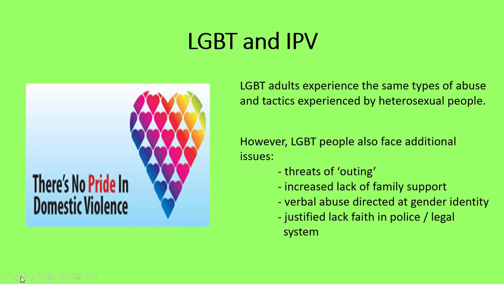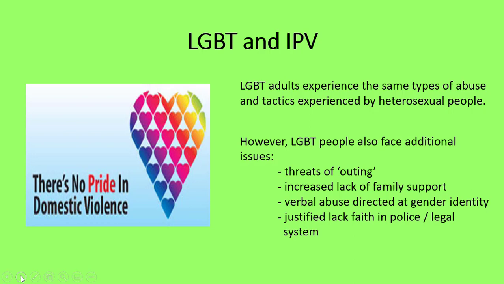Again, just like male victims, victims in the LGBT community experience the same types of abuse as their heterosexual peers, and they also are victimized by the same manipulative tactics as their heterosexual peers. But they also face additional issues. Somebody in this community is also going to be very vulnerable to a threat of outing, meaning that maybe people in their community, their friends or family members, don't know that they're lesbian, gay, bisexual, or transgender. Maybe they've kept that hidden from those people.